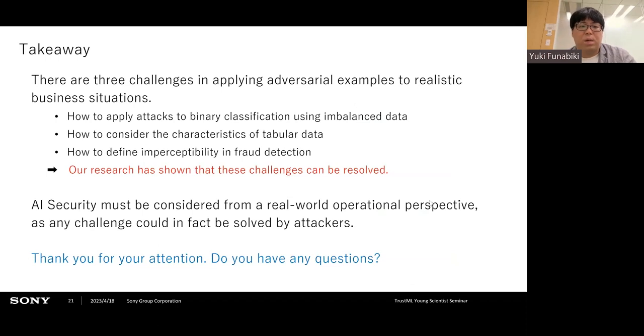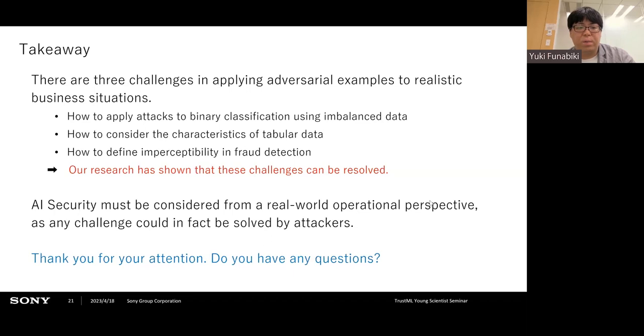And this is my conclusion. There are 3 challenges in applying adversarial examples to realistic business situations. But our research has shown that these challenges could be resolved. So AI security must be considered from a real-world operational perspective, as any challenges could, in fact, be solved by attackers. So this is my conclusion, and thank you for your attention.